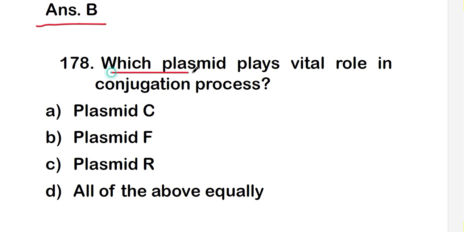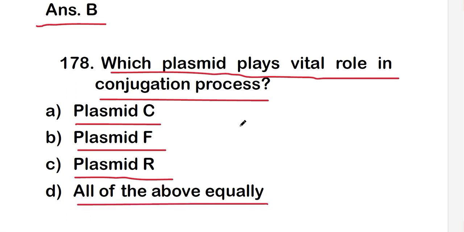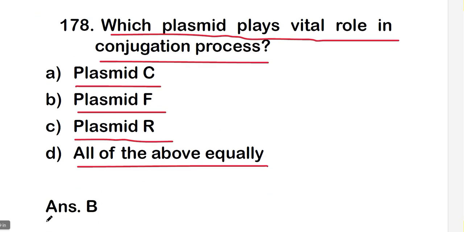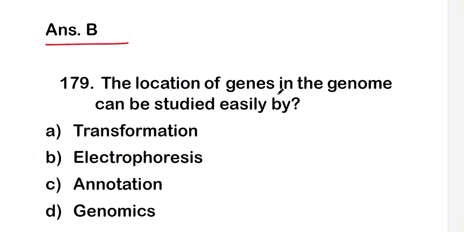Which plasmid plays vital role in conjugation process? And the options are: option A plasmid C, option B plasmid F, option C plasmid R, or option D all of the above equally. So the right answer is option B, that is plasmid F. So plasmid F plays vital role in conjugation process. F for fertility. Okay, so move on to next one, that is 179.